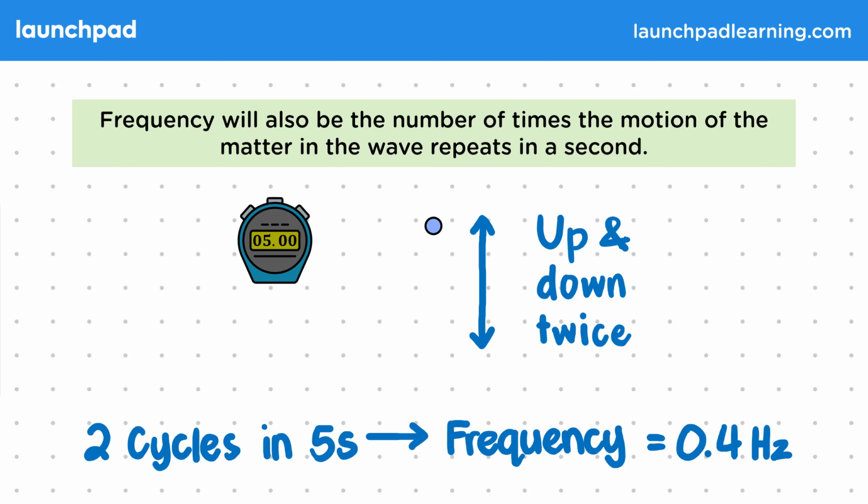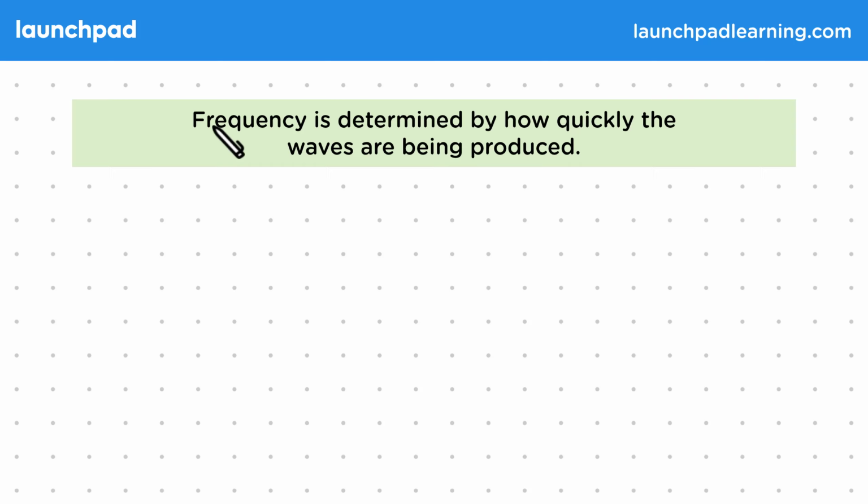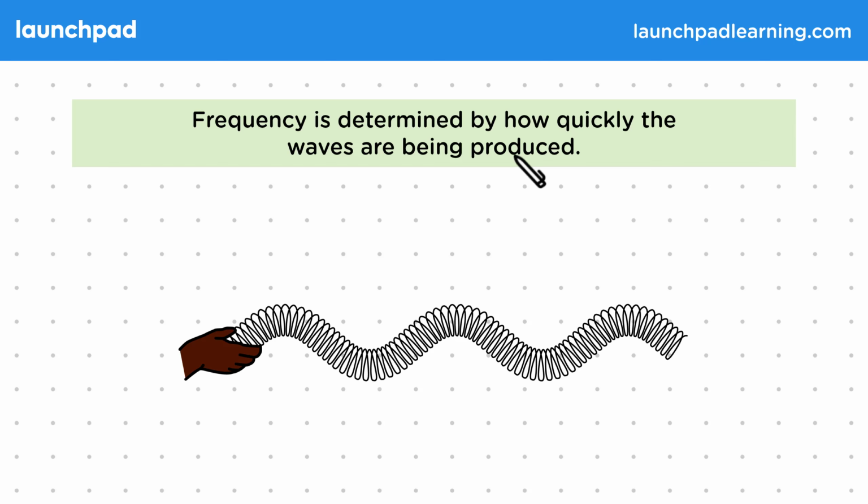But what determines what a wave's frequency will be? Frequency is determined by how quickly the waves are being produced. So let's understand this with another simple example. Here we see someone creating a wave in a spring by flicking it up and down at one end. When the hand is flicked up, it creates a peak in the wave, and when it's flicked down, it creates a trough. This then repeats to create the pattern shown.